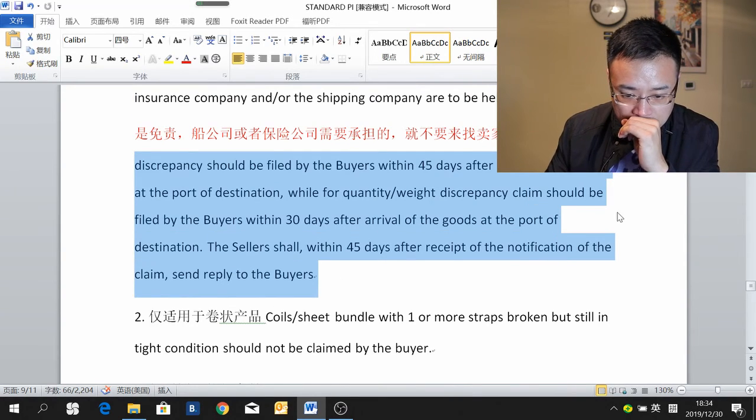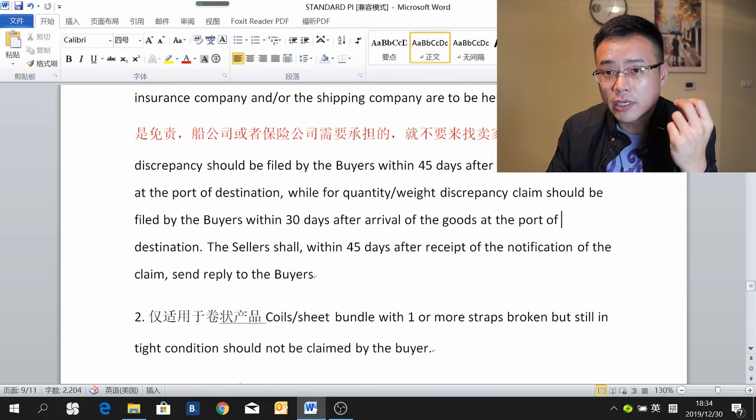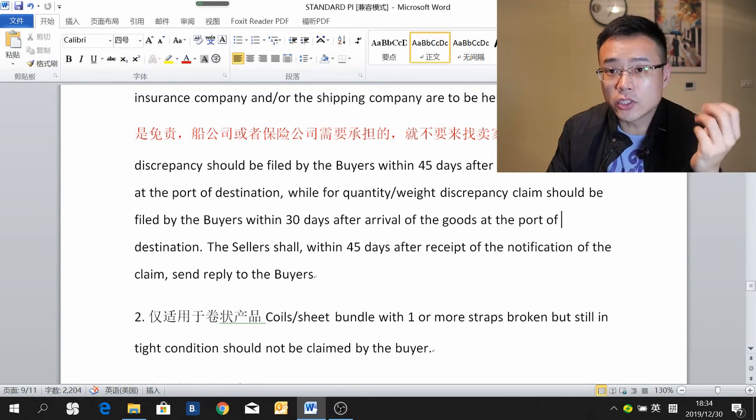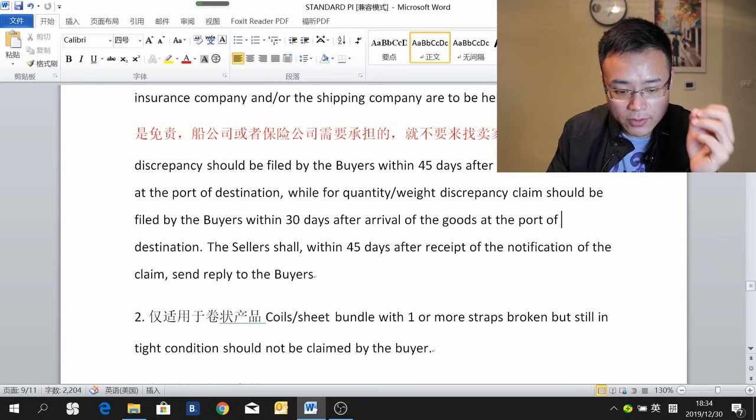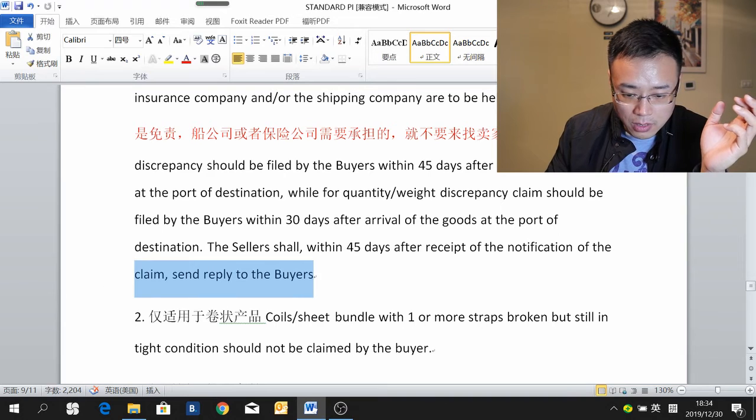Okay, these 5 lines are telling you how to file a case against a quality issue and file a case against a quantity issue, within how many days you're going to file a case, and how we are going to reply. And we just mentioned: send reply to the buyer. That's it.